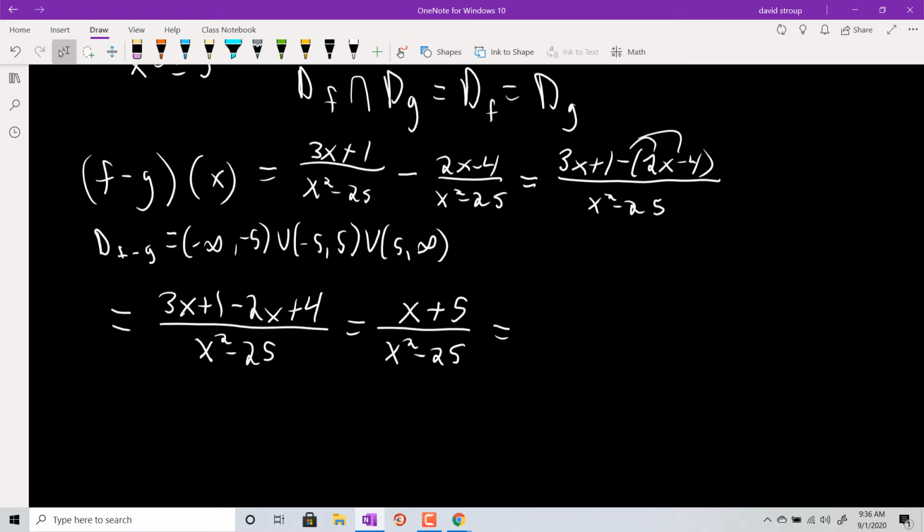And then you could simplify that even more, right? So you have x plus 5 all over x minus 5 times x plus 5. And then you can remove the x plus 5s, and you have 1 all over x minus 5.